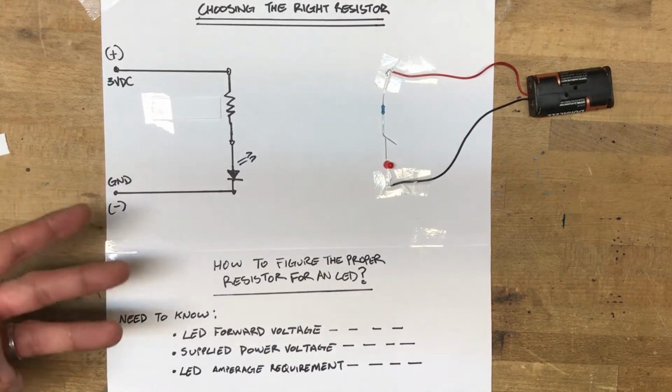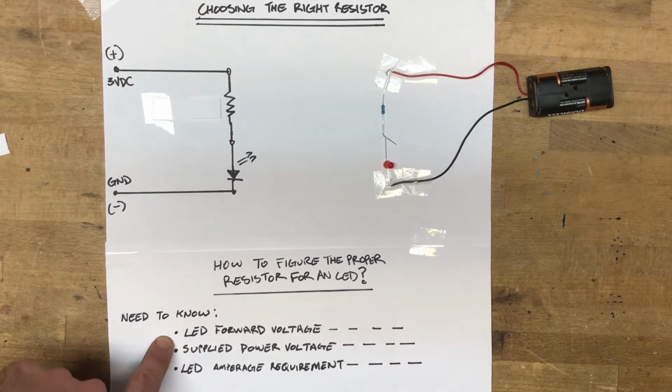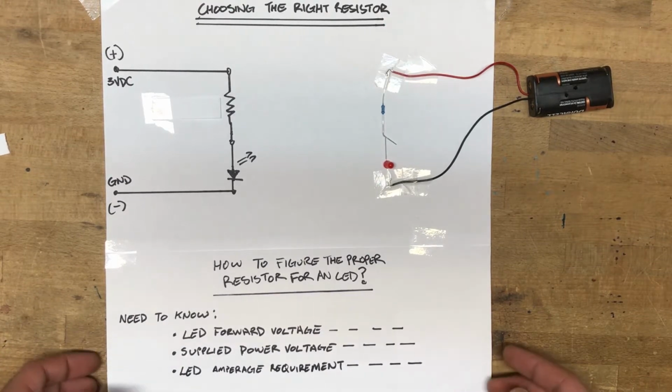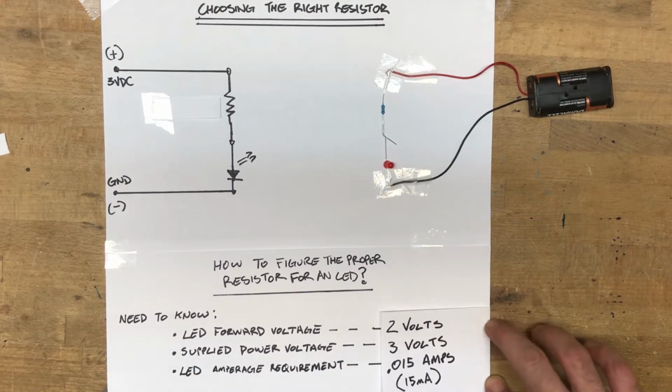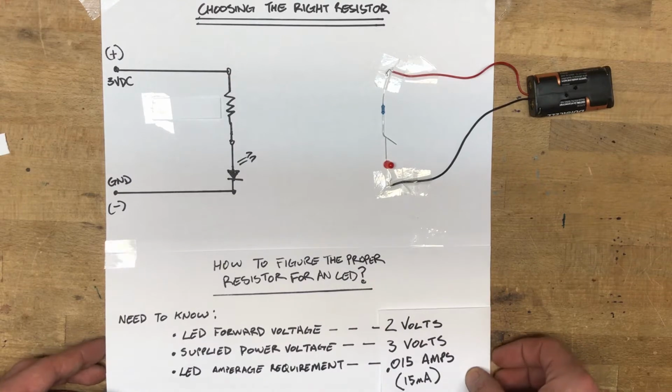You need to know 3 things. We need to know the forward voltage of the LED, essentially how much power the LED wants in volts, the supplied voltage, so how much power we're supplying to the LED, and the amperage requirement of that LED. What does the current want to be to light it without burning it out? So knowing those things, the 2 volt LED, we're supplying it with 3, and it wants to be 0.015 amps or 15 milliamps.